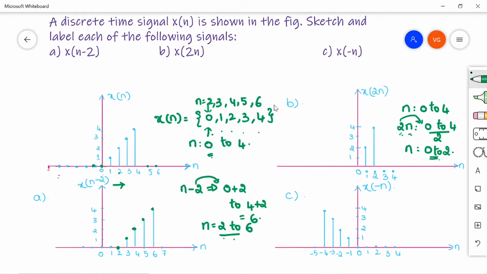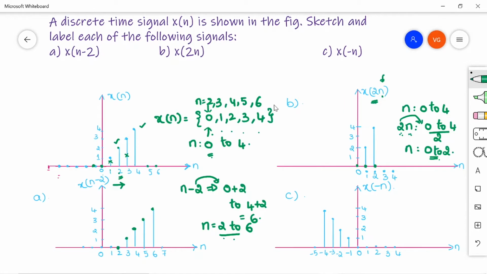Now, which samples do you have to draw? At n is equal to 0, n is equal to 1 and n is equal to 2. Simply leave one sample and mark the other sample. As you're drawing x of 2n, if n is equal to 1, you will get x of 2. What is the amplitude at x of 2? It is 2, that you mark. n is equal to 2 means x of 2 into 2, x of 4. What is the amplitude here?